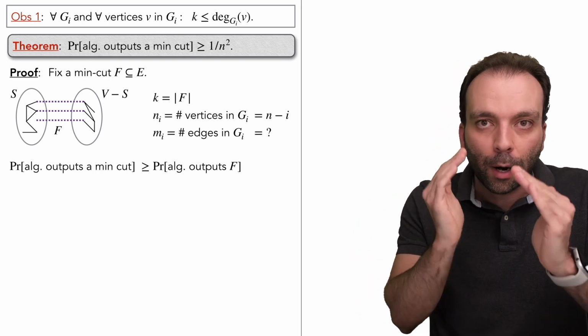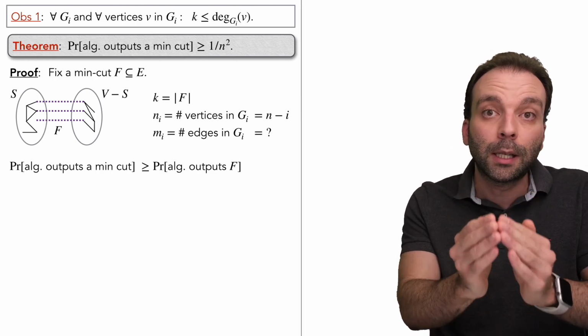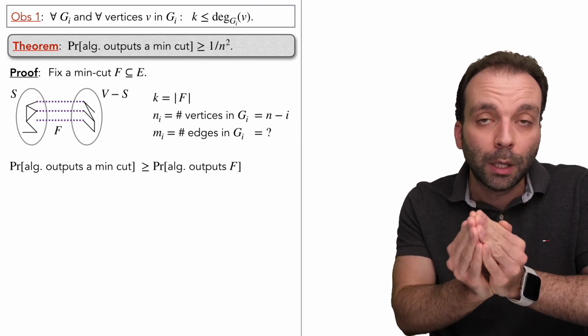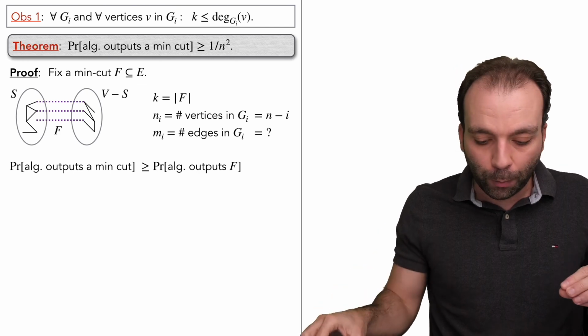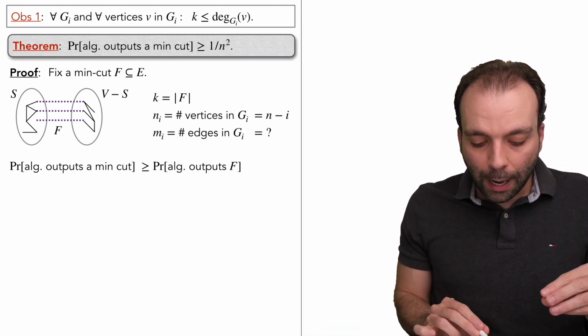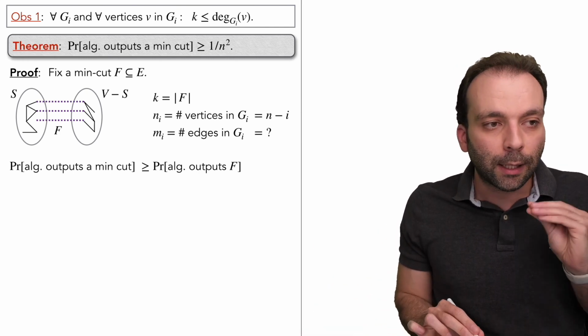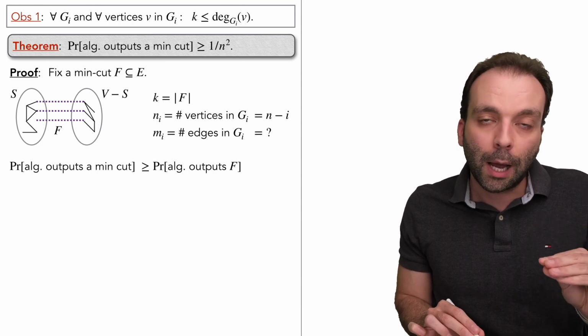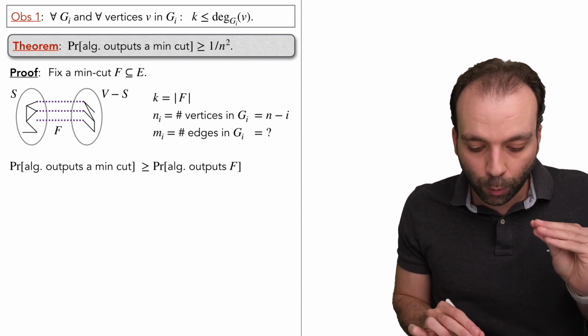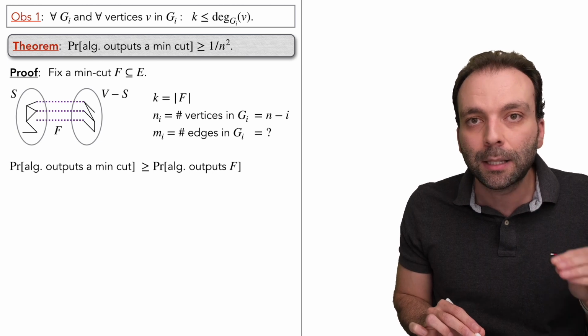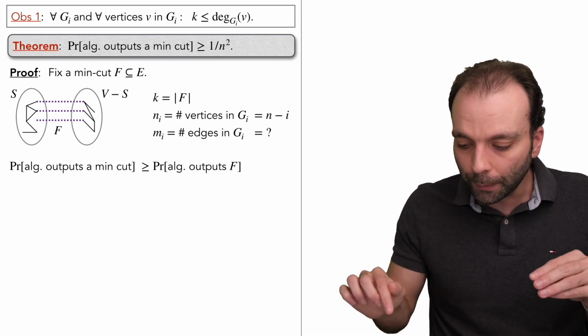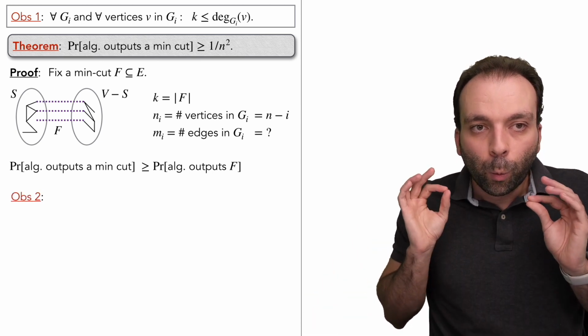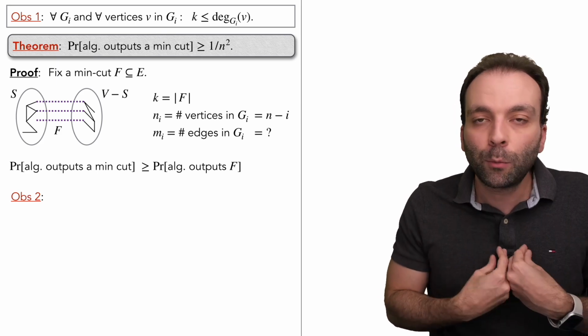I'm going to fix a particular minimum cut, and I'm going to look at the probability that I output that particular minimum cut. My task now is to lower bound this probability that the algorithm outputs F by 1 over n squared. So we want to show that this probability is at least 1 over n squared. Good. Now, what does it mean for the algorithm to output F?